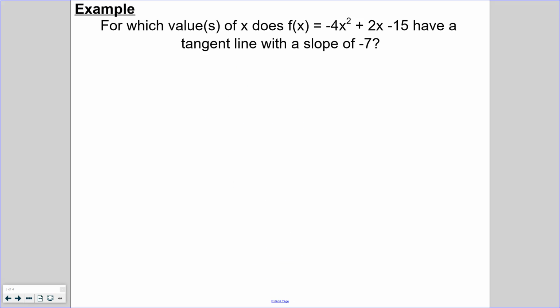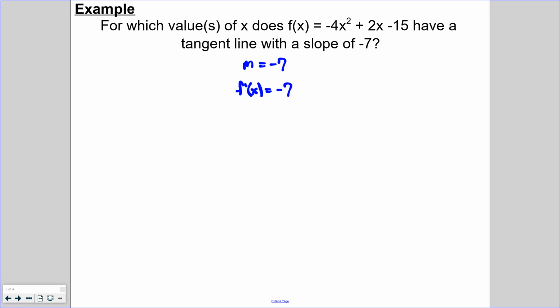Alright, next up, same question, different function and slope. So for which values of x does f of x equal negative 4x squared plus 2x minus 15 have a tangent line with a slope of negative 7? So we'll start off the same way. We know the slope is equal to negative 7. Well, since the slope is equal to negative 7, and slope is the same thing as derivative, we know that f prime of x is equal to negative 7.